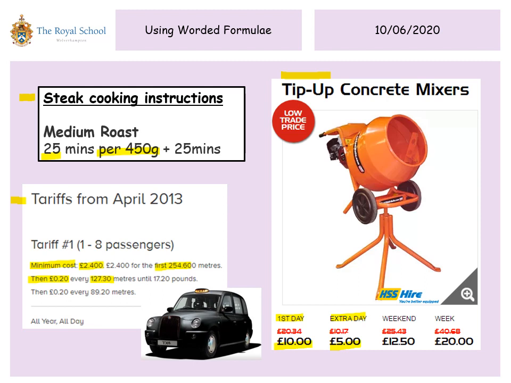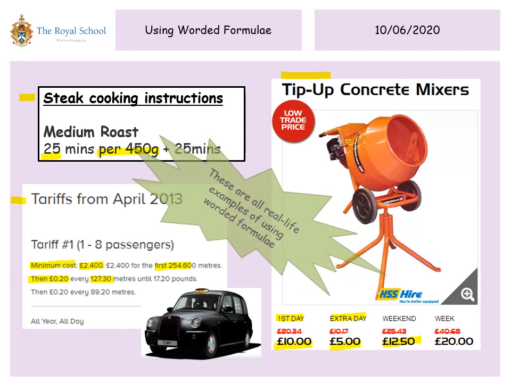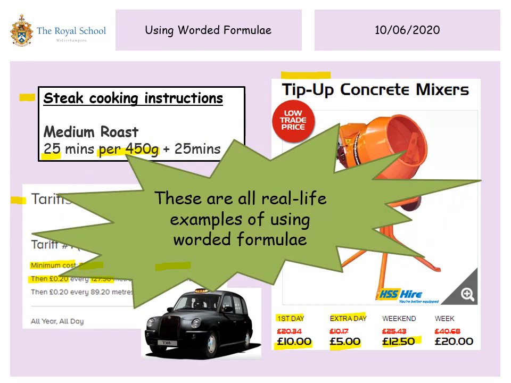You can then see there's some other offers there, or other variations on this. So if you were hiring it over a weekend, then that's £12.50. So that's actually slightly more expensive than 2 extra days. And then if you're hiring it for a full week, then it's got a deal there of £20 for it. And then you could use this information to work out how much it would cost depending on how long someone needed to hire the concrete mixer for. So these are all examples of real life worded formulae. So you're going to have a look at actually using some of these in practice now.